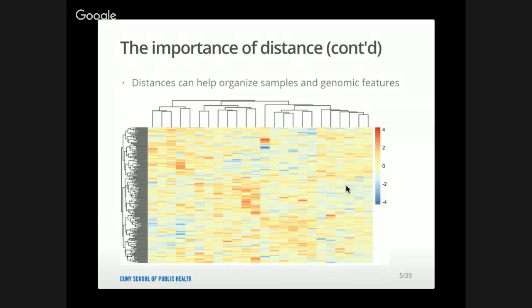These are a standard tool that we use in genomics.